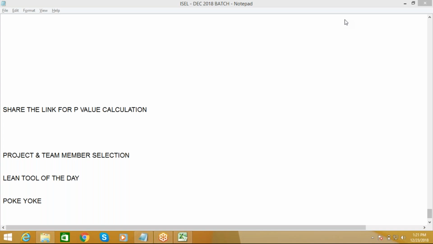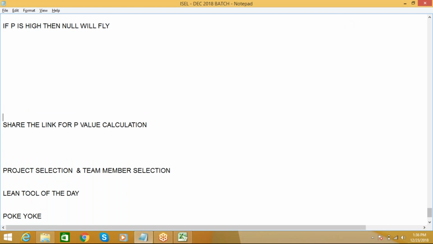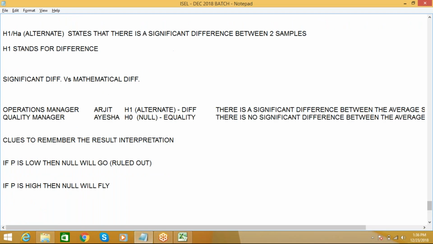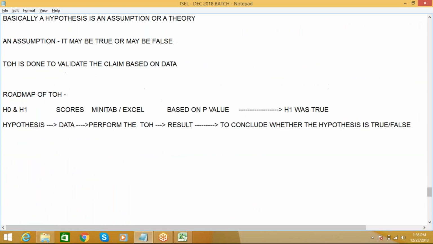That's project selection and team member selection was one of the topics. How do you select a project and how do you select the team members? And we had to discuss the Poke, that's the lean tool of the day. So if time comes, I'll continue with it. Otherwise, I'll continue in the next session. Okay, now quickly concluding on the test of hypothesis.